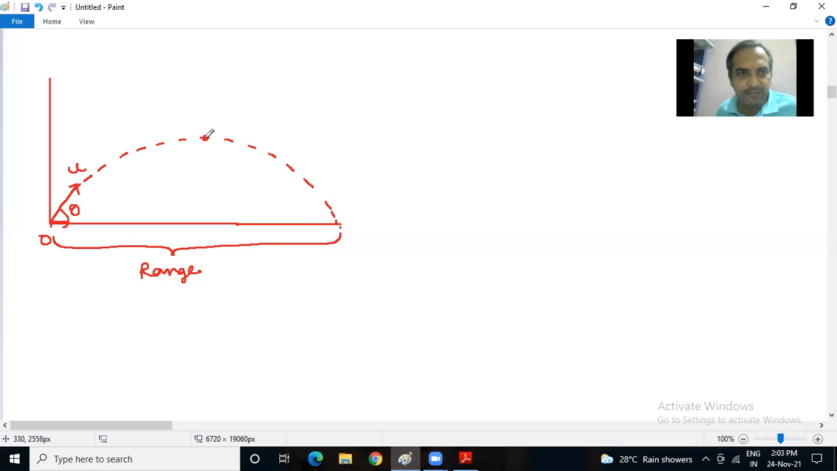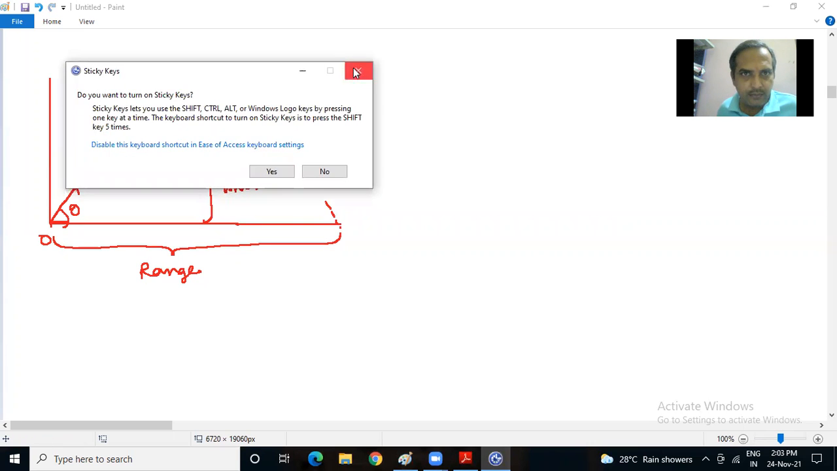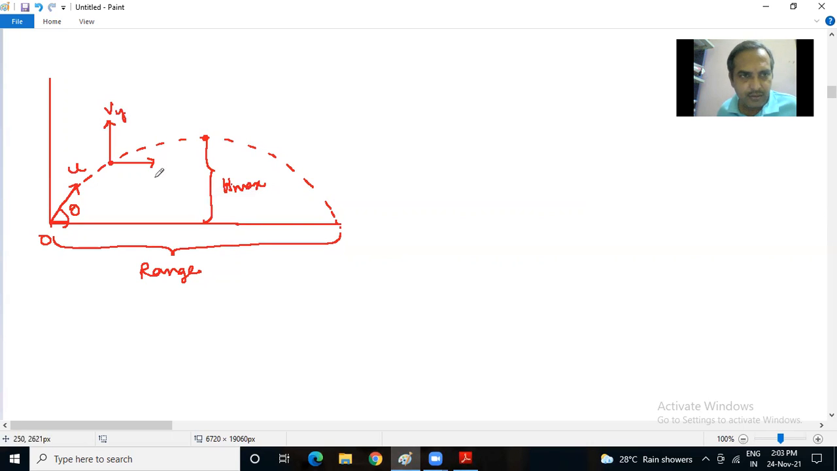Now this is the point of maximum height. Then here, the velocity in the horizontal direction at every point is the same. So this is Vy, this is Vx, it will be u cos theta. At the point of maximum height, the vertical component of velocity is 0. The horizontal component is again u cos theta.